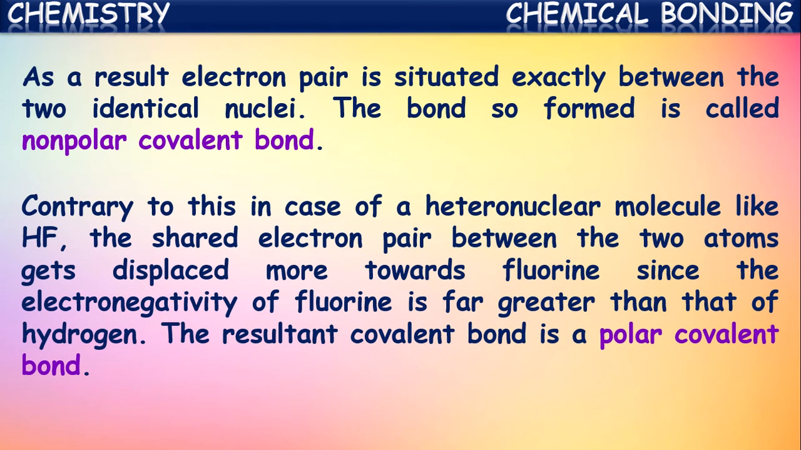Contrary to this, in the case of a heteronuclear molecule like HF, which we call hydrogen fluoride, the shared electron pair between the two atoms gets displaced more towards fluorine, since the electronegativity of fluorine is far greater than that of hydrogen. The resultant covalent bond so formed is called a polar covalent bond. Now let us see in detail about these polar and non-polar covalent bonds.